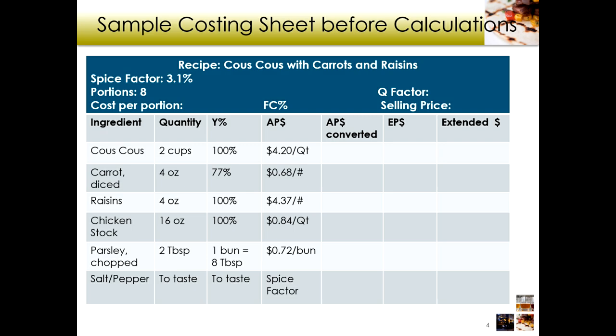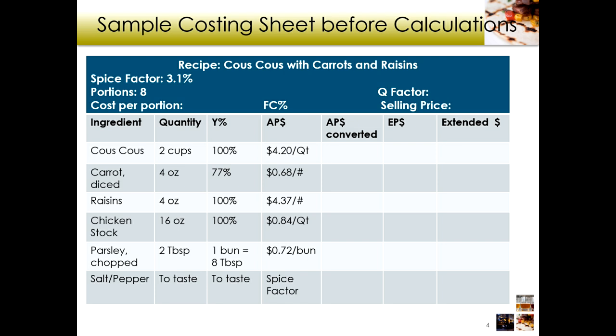The important thing to notice here is we have 2 columns with AP dollars in it. The first column has $4.20 per quart for the price of the couscous. That's what it costs us from our supplier. If we went to Safeway or Walmart and bought couscous, it costs us $4.20 per quart. But we're not using quarts in our recipe, we're using cups. So this next column, the AP dollars converted, is for us to convert the price of what our invoice price was into a price that applies to what we're using in our recipe. We need a price per cup. We can't apply the price to quarts if we're using 2 cups.